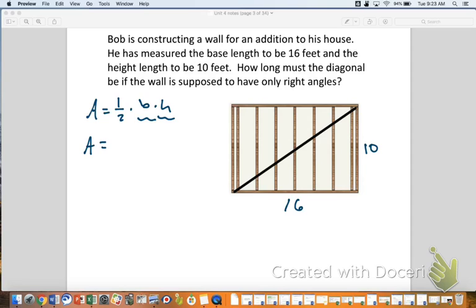So keep thinking. What else could I use here? This is something that I'm pretty sure you covered in middle school. I could be wrong. Yeah. A squared plus B squared equals C squared. And what is that? Pythagorean theorem.